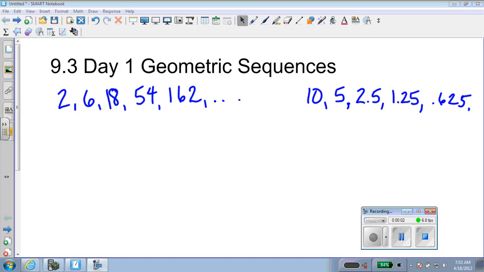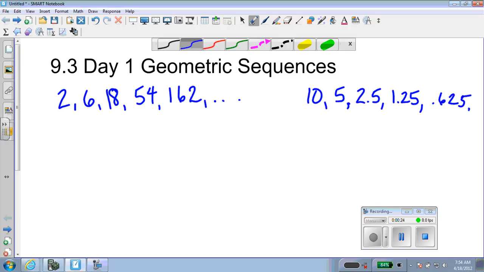Today we're going to talk about geometric sequences. The sequences we have here are obviously not arithmetic because in this one we would add 4, but that's definitely not adding 4. Here we would subtract 5 or add -5, but that's definitely not adding -5.